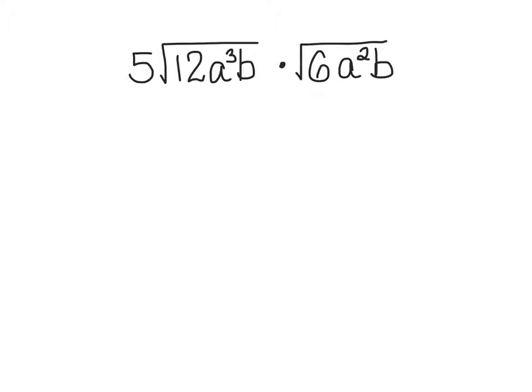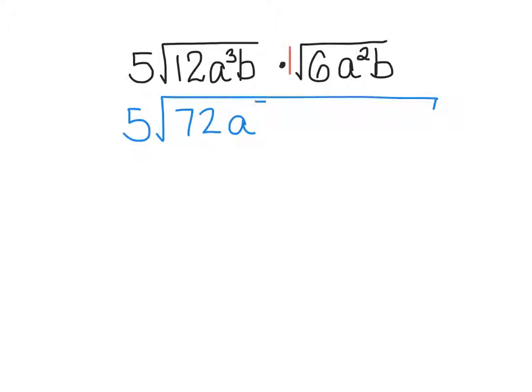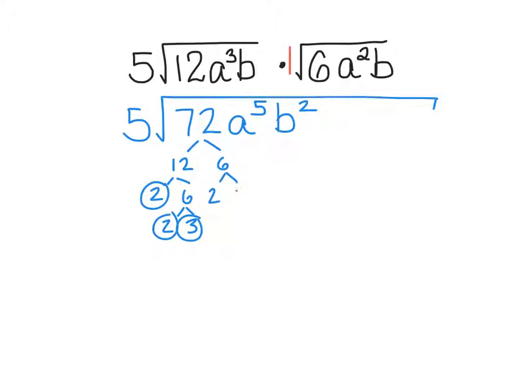So again, I'm going to start by multiplying my coefficients together. Reminder that the coefficient that's understood to be here would be 1, so 5 times 1 is 5. Copy my radical sign. 12 times 6 is 72. I have a to the 5th power, keep my base, add my exponents, and b to the 2nd. Now again, I'm going to make my factor tree for 72. Well, I just multiplied 12 and 6 together, so I'm going to break that back down. 2 and 6, 2 and 3, and 2 and 3.